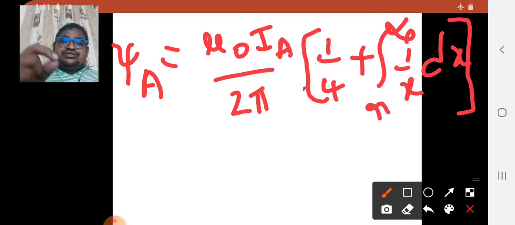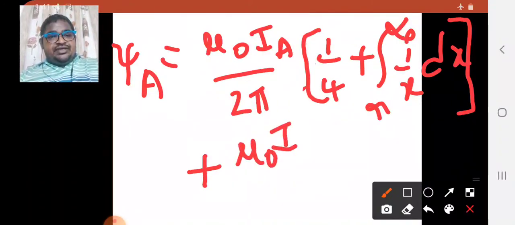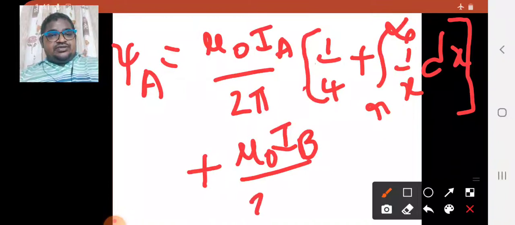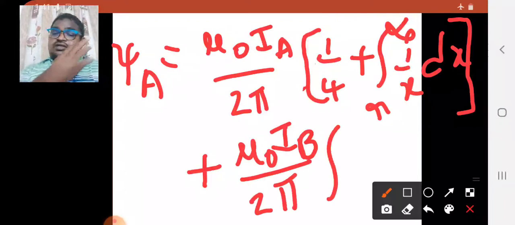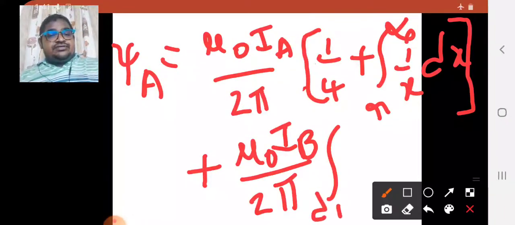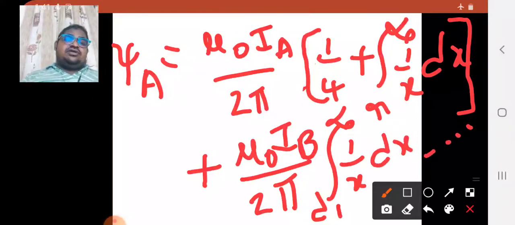Yes, for this you need to add psi 2, psi 3, psi 4, and so on. That is plus, let me write at least one term, mu naught IB by 2 pi integral d1 to infinity 1 by x dx, and so on. Okay, this is the flux linkage of the conductor. So this is how you can find out the flux linkage in the conductor.